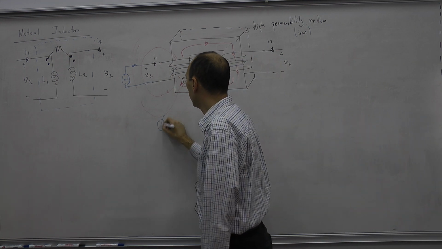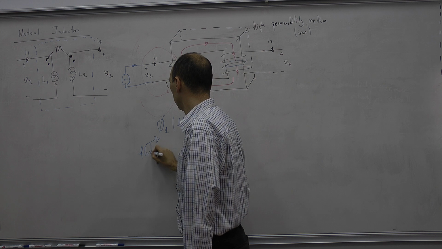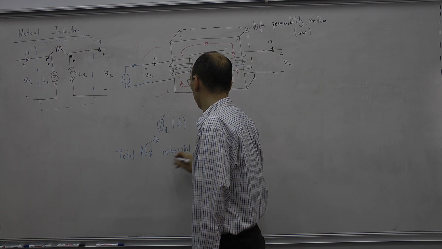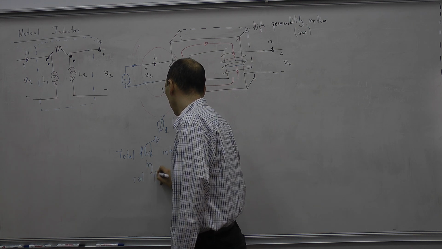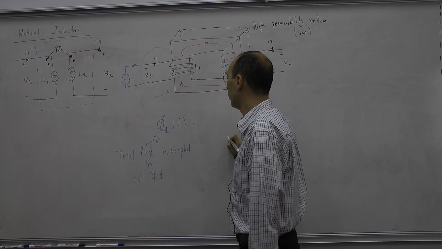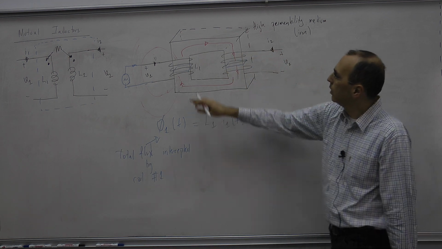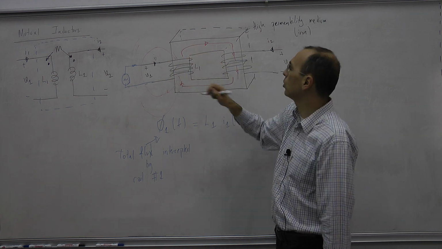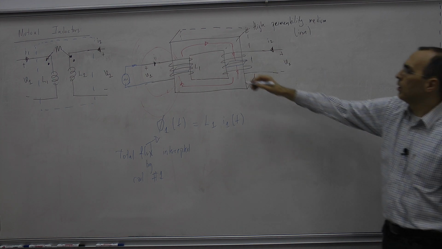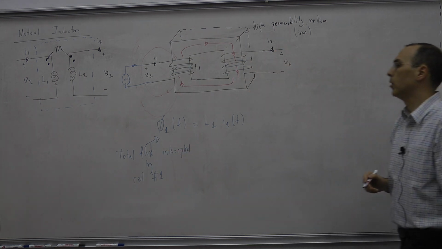For this one, if I call this phi 1, the total flux intercepted by coil number 1, since we don't have the second coil right now, we have the following: L1 times I1 of t. Why do I say total flux? Because we have lots of these cross sections over here. Every turn of this winding introduces a new cross section. You may think about it like that. It makes this region bigger and bigger every turn. So this is called the total flux intercepted by coil number 1.